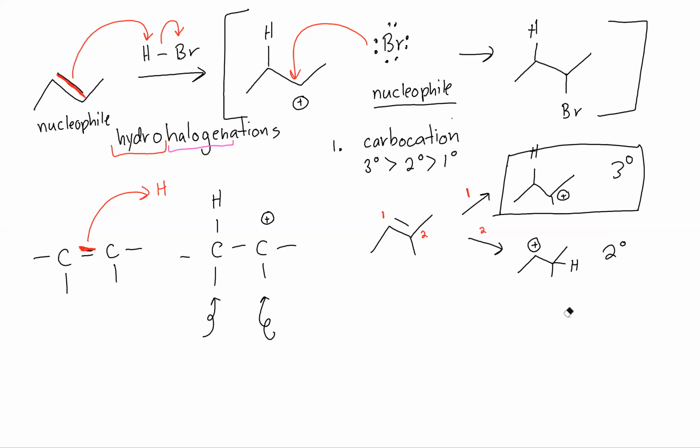And we can also note to ourselves that the carbon that the hydrogen is going to attack will be the one that is less substituted, because of course we want the positive charge to go on the more substituted carbon. This is the idea of Markovnikov addition.